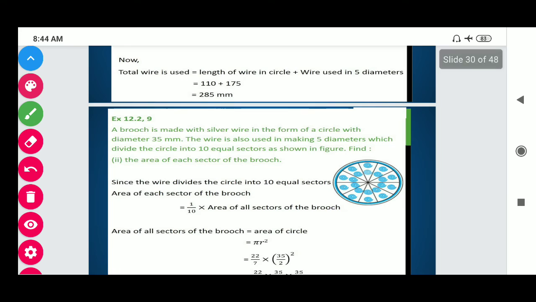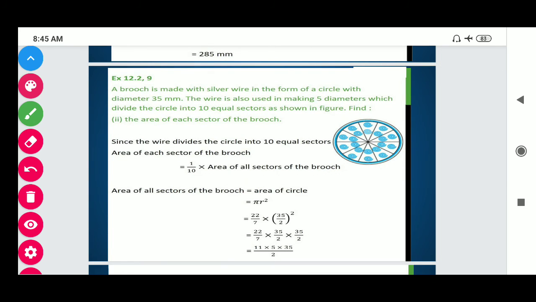Next we have the second part, the area of each sector of the brooch. This is very simple but we only need the angle made by two adjacent radii. So students, first of all, the area of each sector of the brooch. Each sector of the brooch is 1/10 of the area of all the sectors of the brooch. So the area of all sectors of the brooch is the area of the circle, that is pi r squared. The value of r is 35 over 2.